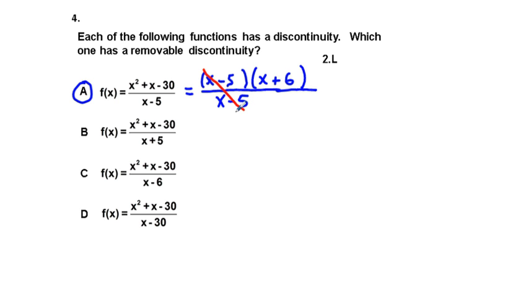So there still is a discontinuity at x equals 5, but we do not see it when graphed because it is a removable discontinuity. We algebraically removed it. So for all intents and purposes, this thing looks like the graph of the function f of x equals x plus 6.